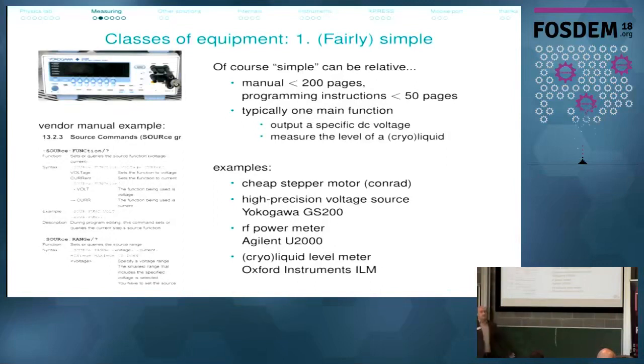Examples would be some cheap stepper motor for 20 euros that you buy at Conrad, or one of these voltage sources which costs about 2,500 euros, or a power meter or a liquid level meter. Yeah, you can't actually read what's here. This is kind of an excerpt from a manual where the command syntax for this thing here is described.